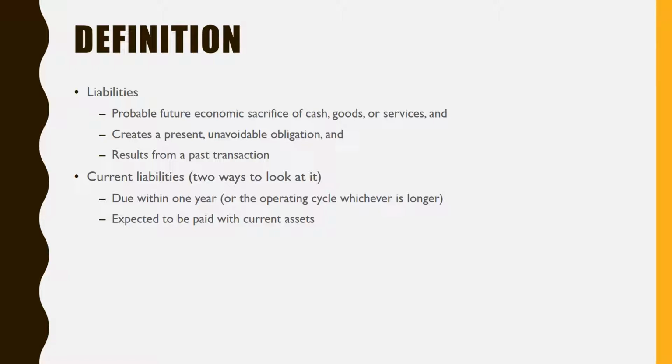Current liabilities, like current assets, are due within a year or the operating cycle. Another way to look at it: since current assets become cash within a year, if you're going to pay your liability with current assets, by definition, those also have to be due within a year.